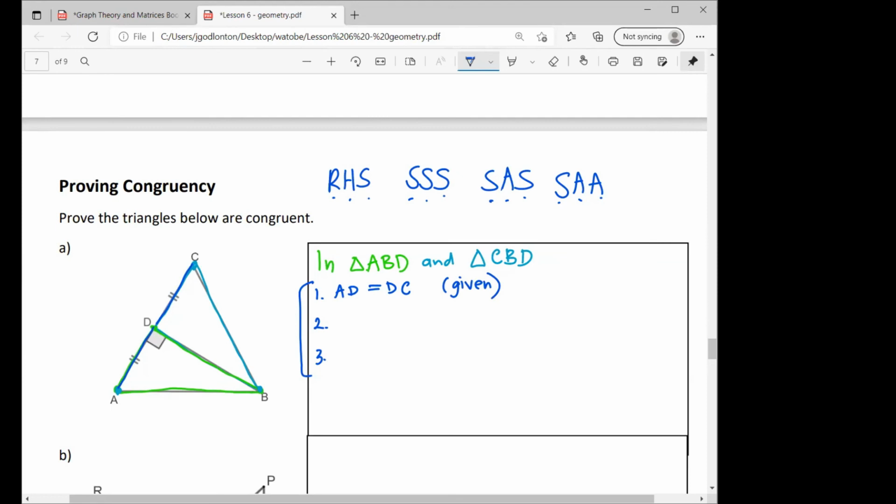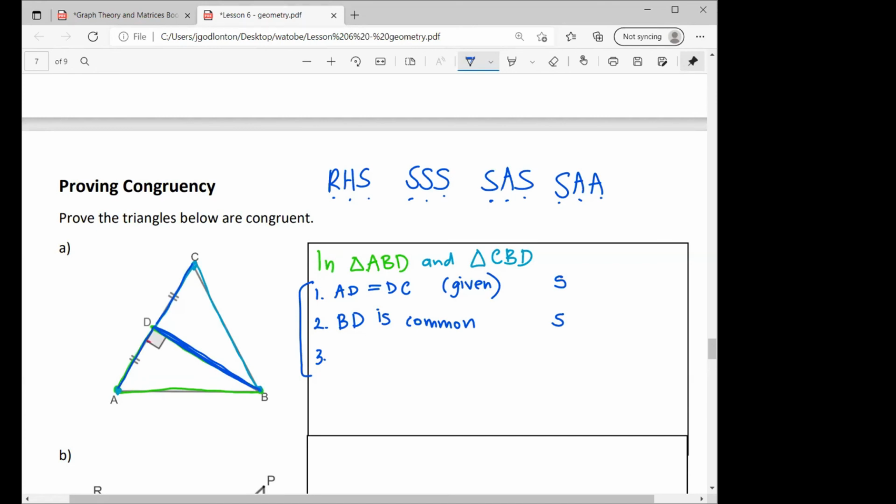We also know that line BD is the same because it's on both triangles. So we would say line BD is common. And when we say it's common, it's just meaning it's in both triangles. That's all that means. Okay, so at the moment we have a side and we have another side.